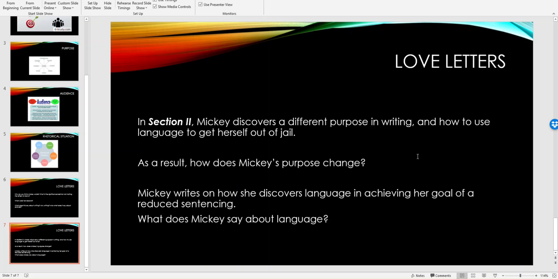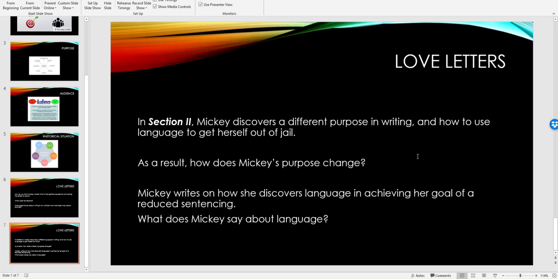She also discovers some significant learning in what language can do, not only in reducing the sentencing, but in working with the people within the jail that she's in and trying to get out. So what does it say about language? So purpose and audience shift. In each section of Love Letters, it becomes a little bit more detailed and layered.